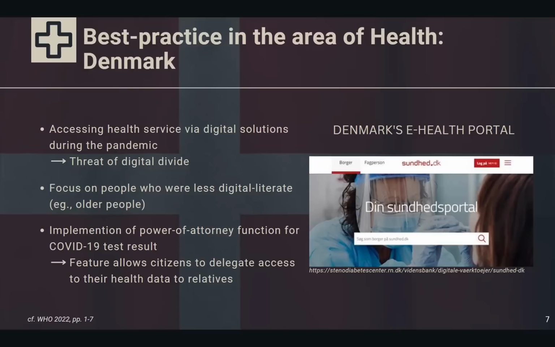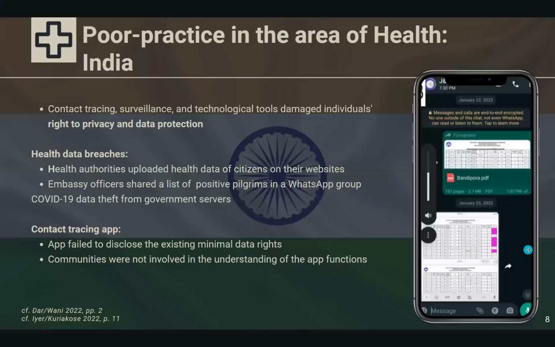It's important to acknowledge here that the success of this portal comes from a culture of trust, and therefore the main goal of this portal is to protect and secure citizens' data. Our poor practice example in the area of health refers to the country India. During the pandemic, contact tracing, surveillance, and technological tools damaged an individual's right to privacy and data protection. In the context of massive health data breaches, a citizen's medical history was revealed online on authorities' websites.